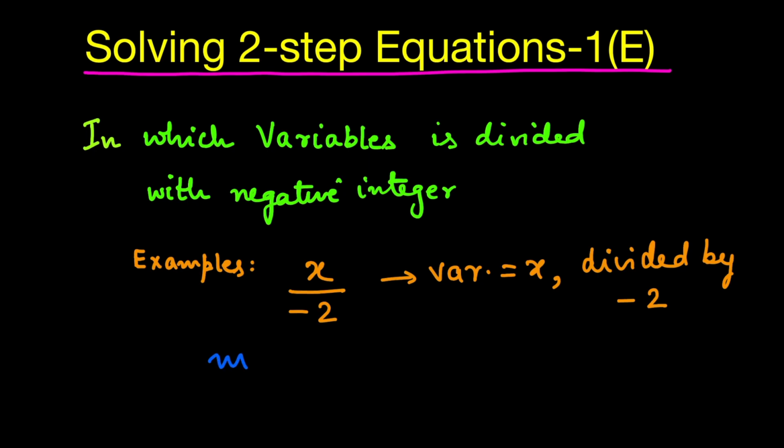So m divided with -4. So variable is m divided by -4.